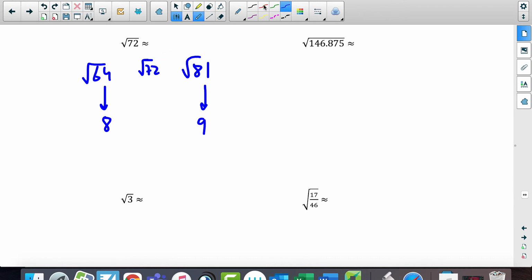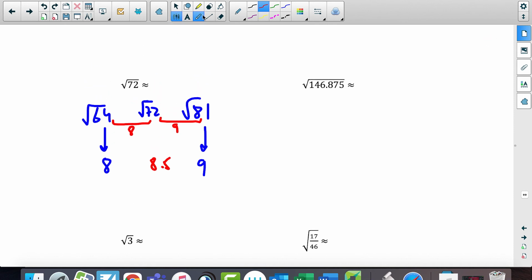So, what's the difference from 64 to 81? To go from 64 to 72, you have to add 8. And to go from 72 to 81, you have to add 9. So 72 is just a little bit closer to 64. So what does that mean? It means it's going to be a little less than 8.5. So even 8.3 seems a little bit low to me. I think I would say either 8.4 or even 8.5. It might round up to 8.5. I think both of those are good answers. I'd probably give you 8.3 as well, but those would be the only answers I'd accept.